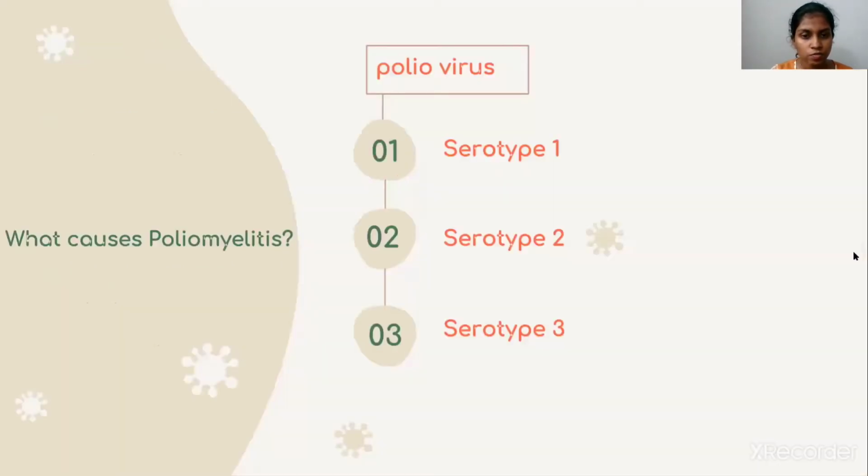Next, we look into what causes poliomyelitis. Poliomyelitis, or polio, is caused by poliovirus, which can be found in three different serotypes: serotype 1, serotype 2, and serotype 3. And we can see that most of the paralytic polio cases are caused by serotype 1 of the poliovirus.